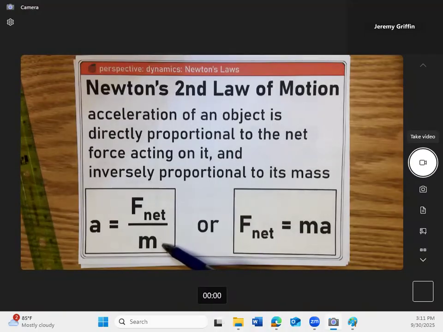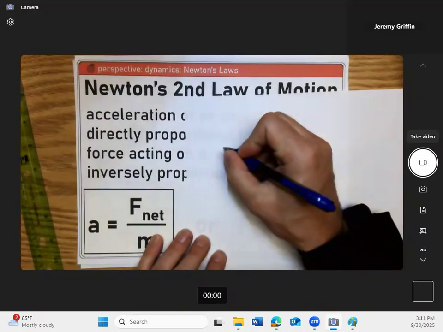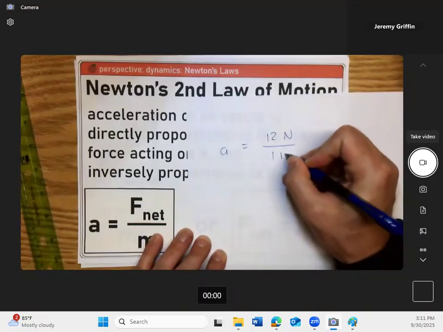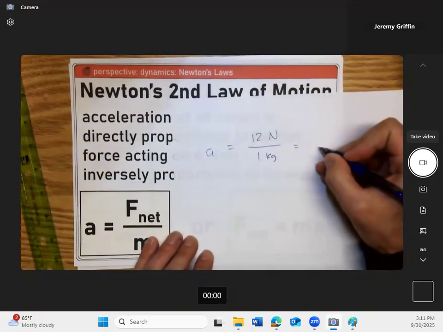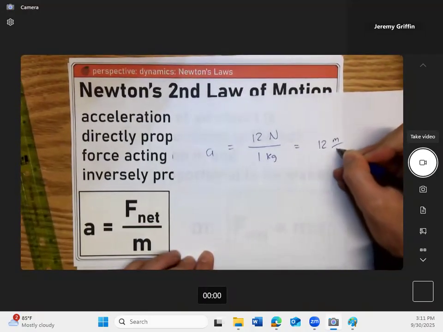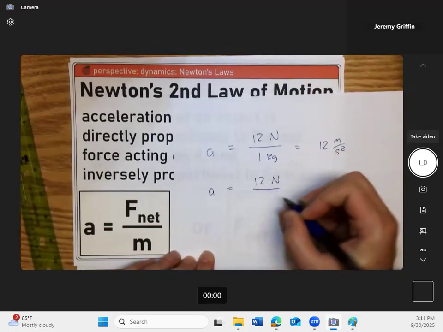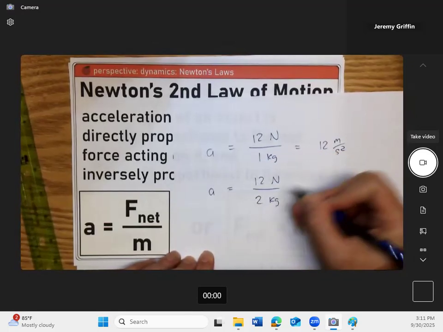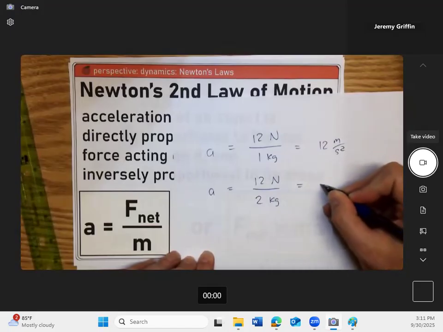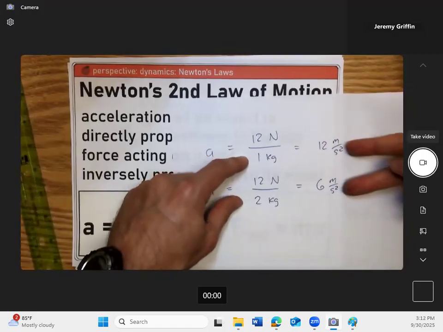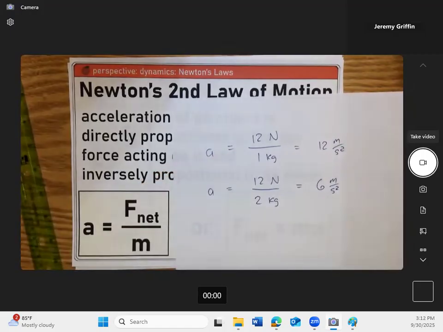If you double this mass, for example, write some numbers down. What if you had a 12 Newton force on a 1 kilogram mass? What would the acceleration be? 12 meters per second squared. What if you put the same force on a 2 kilogram mass? See, I doubled the mass. Now what's that? 6 meters per second squared. By doubling the mass, you get half the final acceleration.